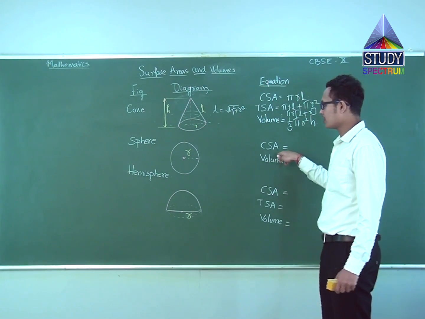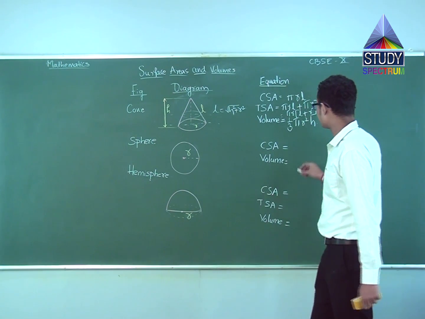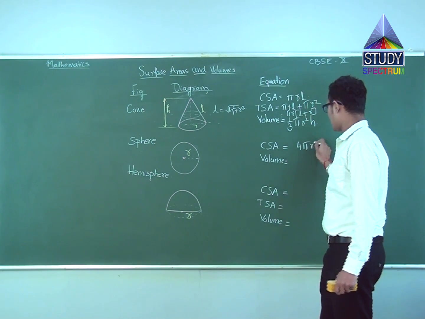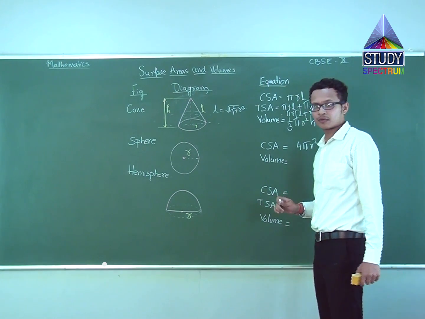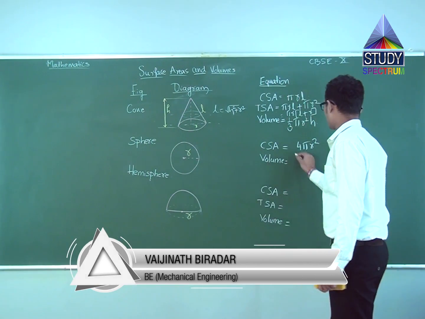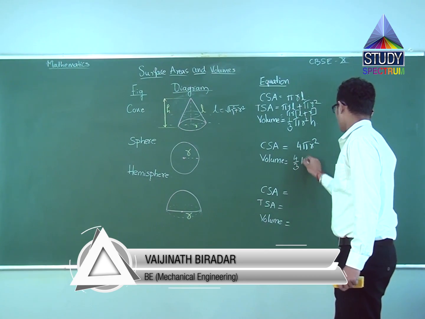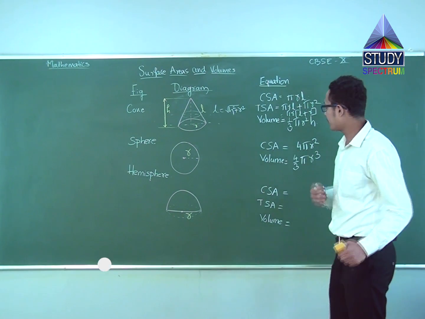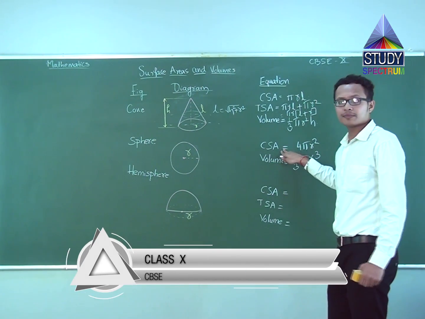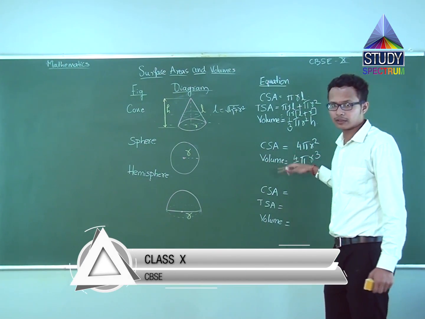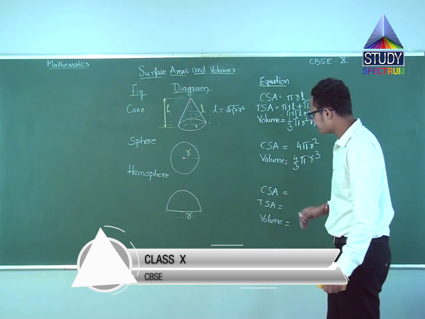Curved surface area of the sphere is given by 4 pi r square. Volume of the sphere is given by 4 by 3 pi r cube. Just remember all the time that area is measured in square units, and volume is measured in cubic units.